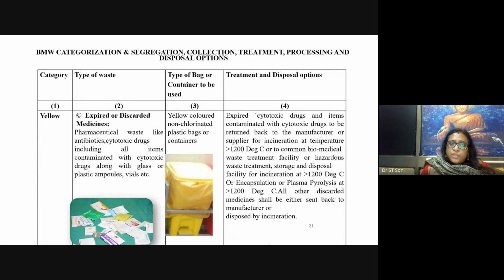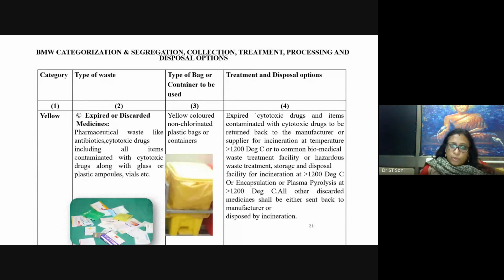The third type of waste which we are supposed to discard in a yellow color bag is the expired and discarded medicine. It is, of course, pharmaceutical waste like antibiotics, cytotoxic drugs, and all items. Cytotoxic drugs are also to be discarded in a yellow bag, but not with the biohazard symbol, but with the symbol of the cytotoxic drug, which is a CE with a triangle in it.